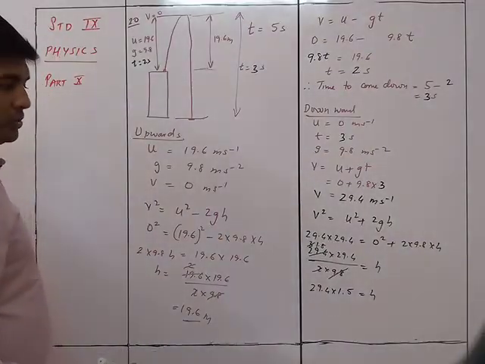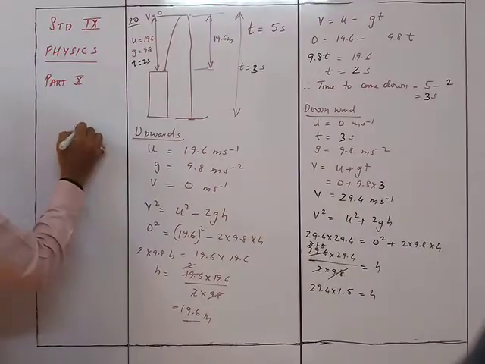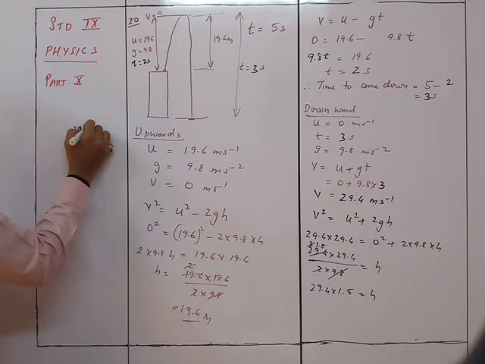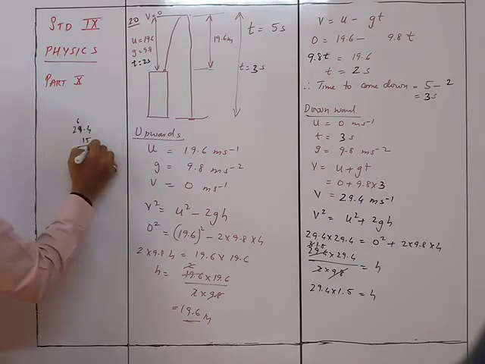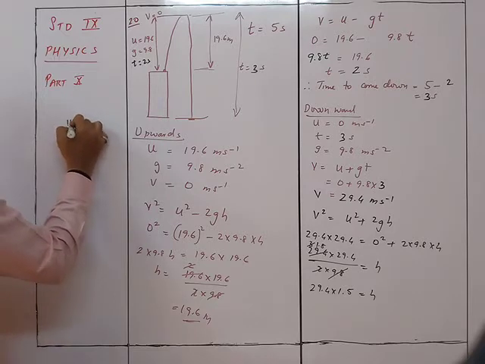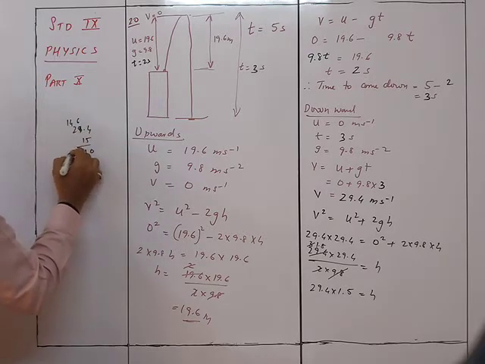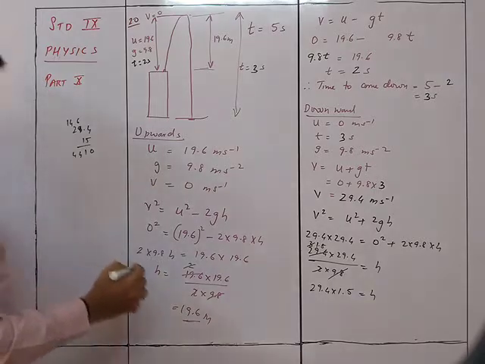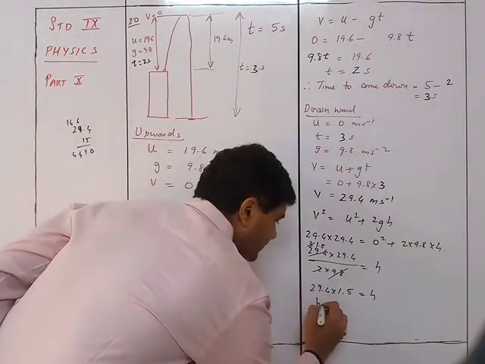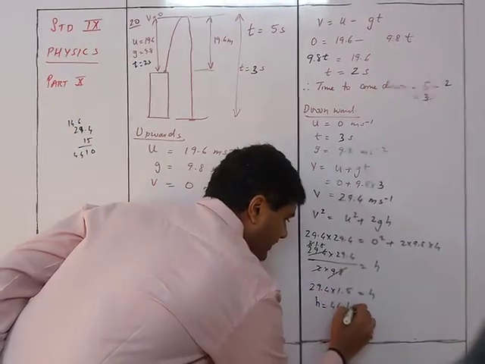Okay. So this is 29.4 into 15. 15 4s are 60, 135, 141, 30, 44. So it will be 44. So H is equal to 44.1 meters.